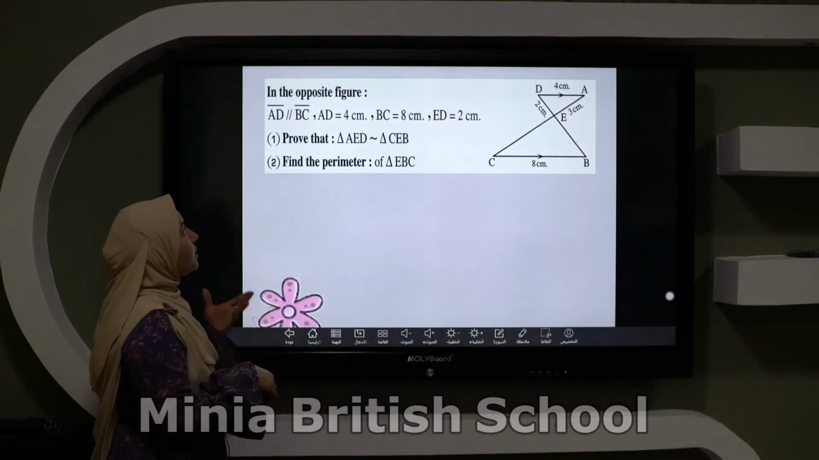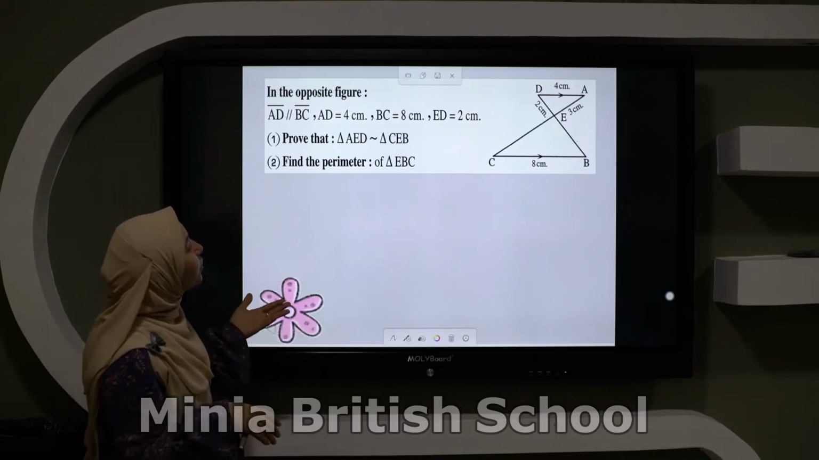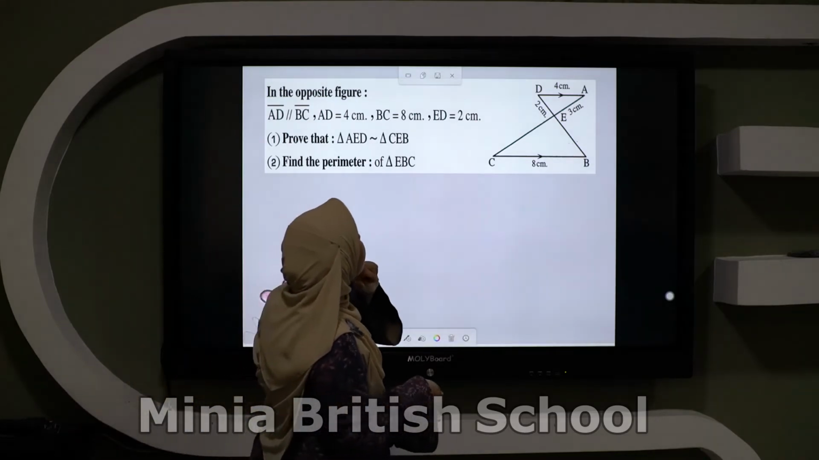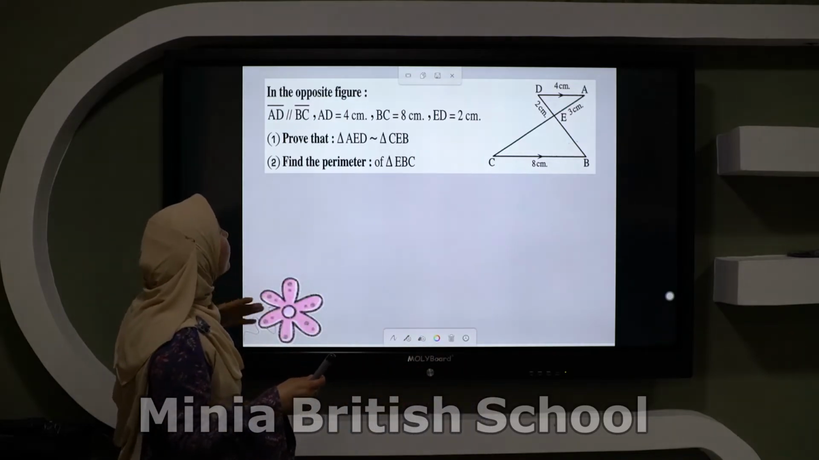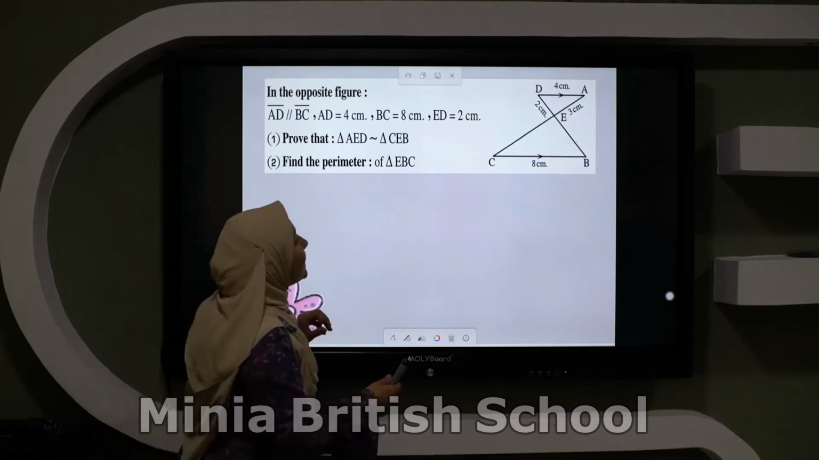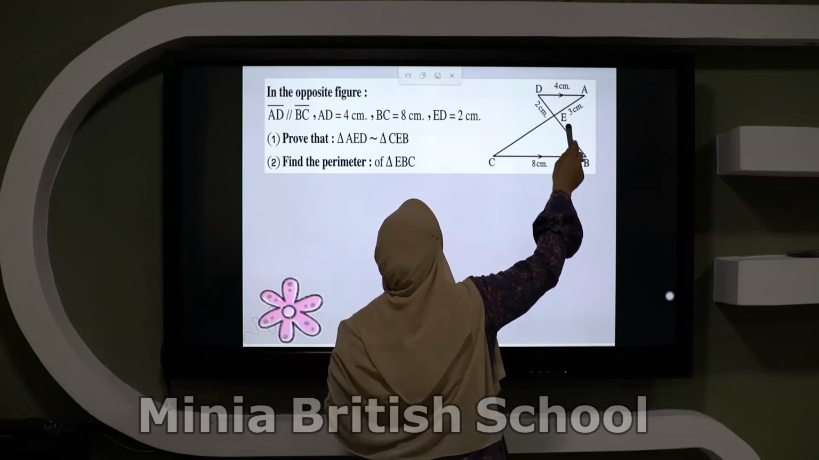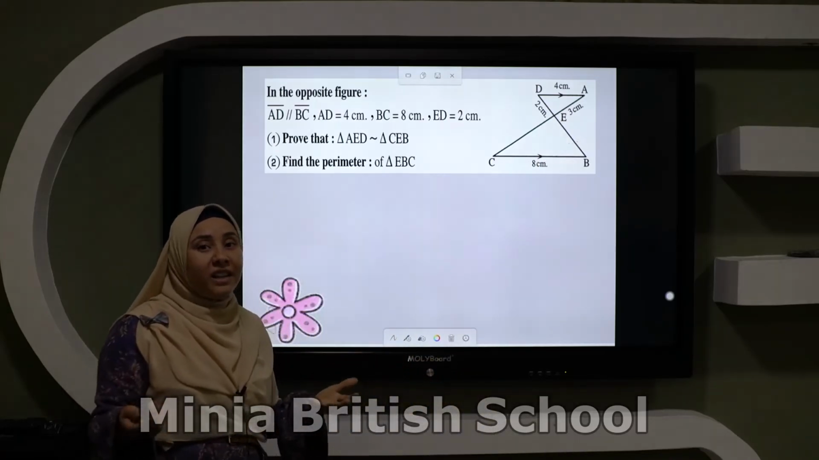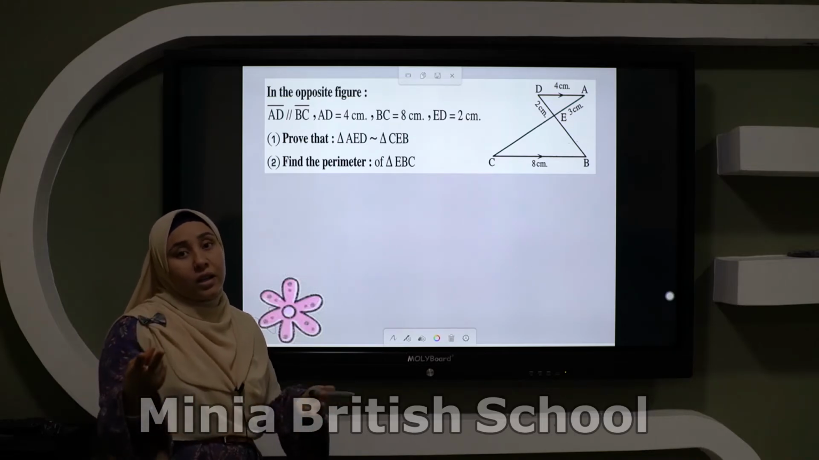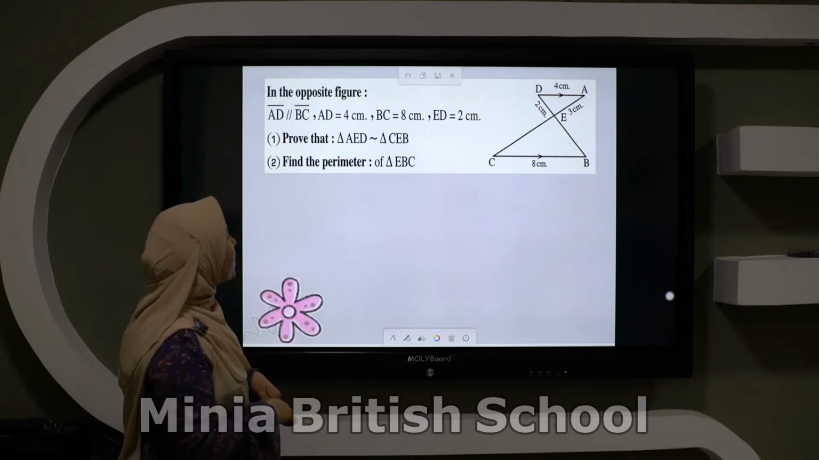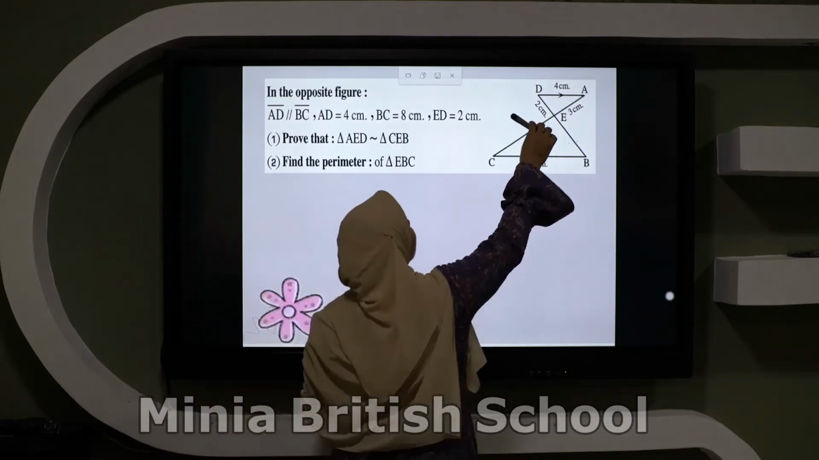in the opposite figure, AD is parallel to BC, AD equals 4 centimeter, BC equals 8 centimeter, ED equals 2 centimeter. The first required here, I need to prove that the triangle AED is similar to the triangle CEB. Okay, I need to verify the previous conditions. So the first given here, AD parallel to CB.